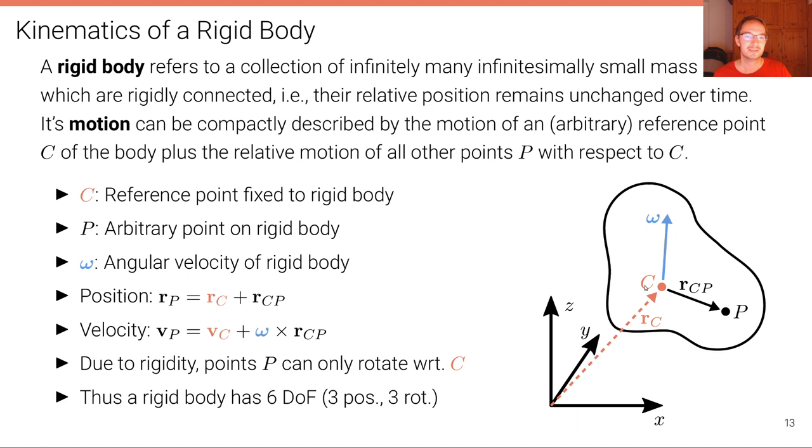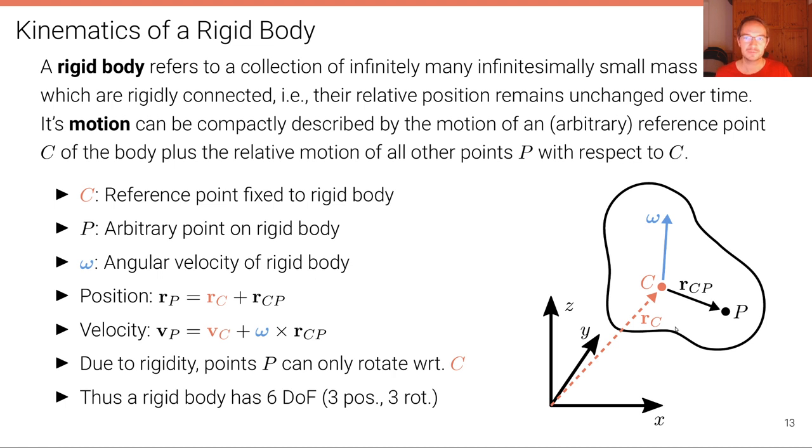The motion of a rigid body can be compactly described by the motion of an arbitrary reference point, which we call C here, of that body, plus the relative motion of all other points P with respect to C. So there's another point on that rigid body here, illustrated by this curve, relative to that point C. So we can specify that point C and the motion of that point and the motion of all other points relative to that point in order to describe the motion of the rigid body. Again, C is the reference point fixed to that rigid body. P is an arbitrary point on that rigid body. The location of C is r_C, and the location of that point P on that rigid body with respect to C is r_CP.